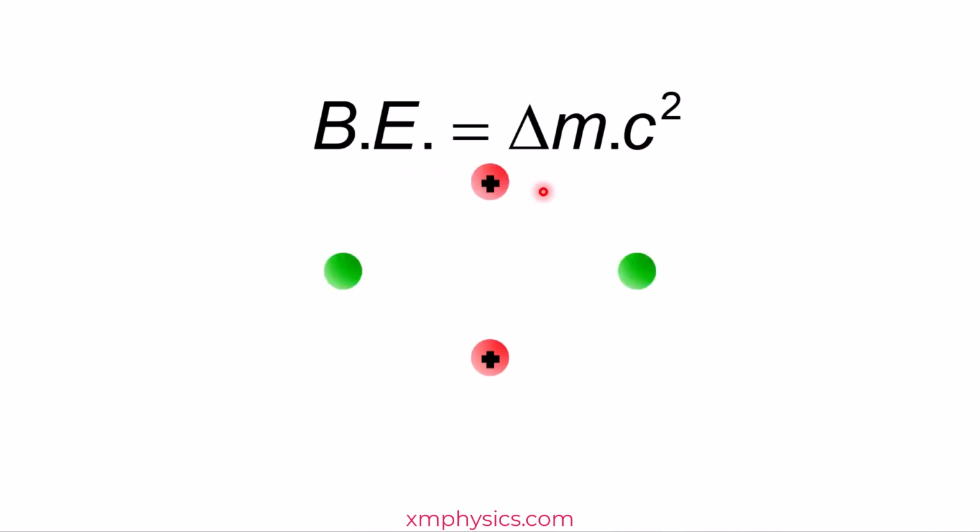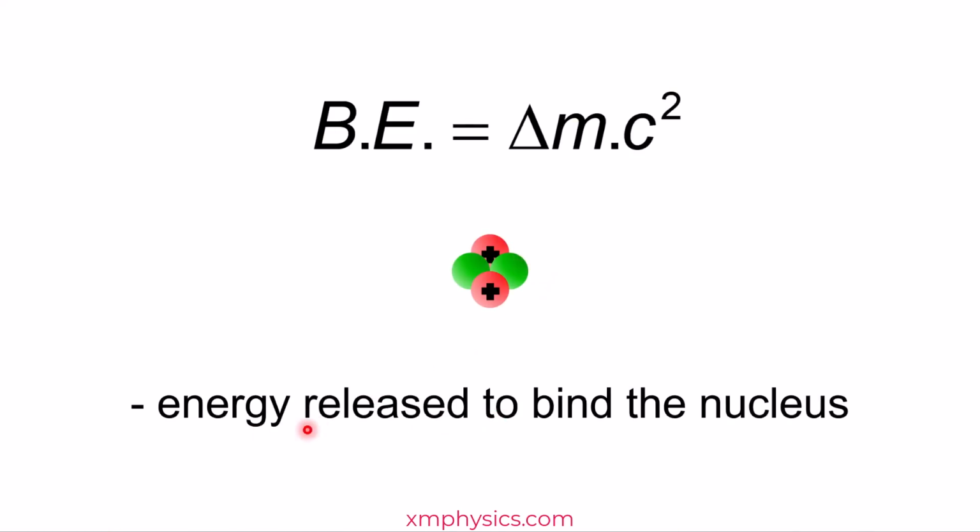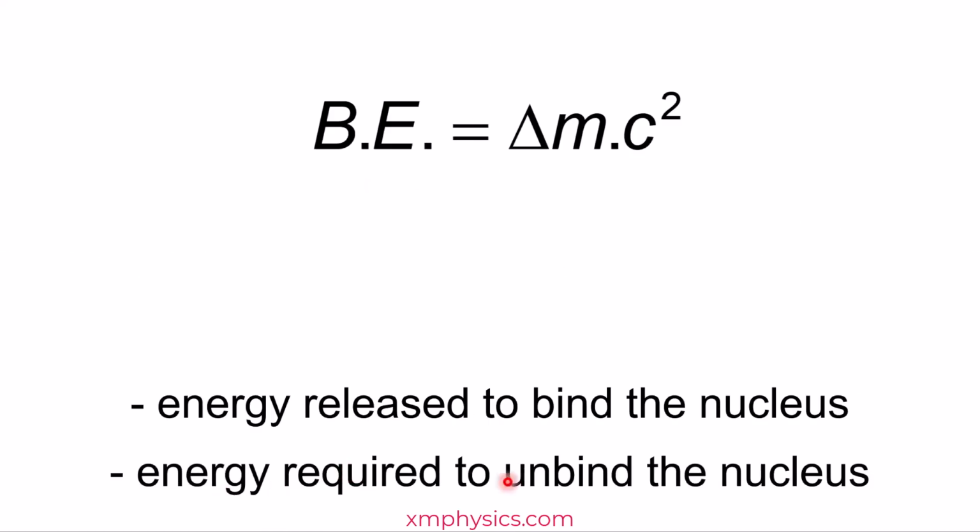Well, you can think of it as the energy that's released to the surrounding when a nucleus is formed. So that's the first interpretation of binding energy: the energy released during the process of binding the nucleons to form a nucleus. But you can always reverse the process, right? If you want to break this nucleus into its original nucleons, you have to put back the energy that's been released. So that's the second interpretation of binding energy: the energy required to unbind the nucleus into its original nucleons.